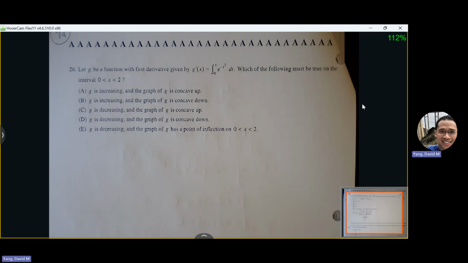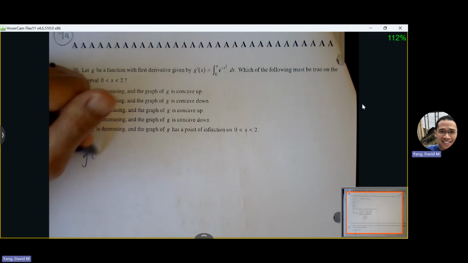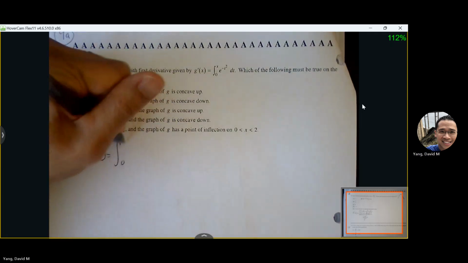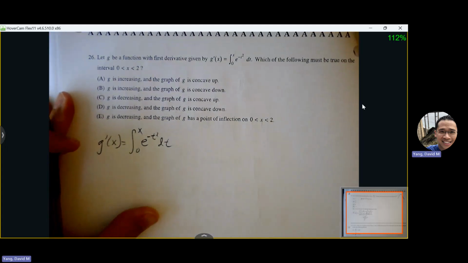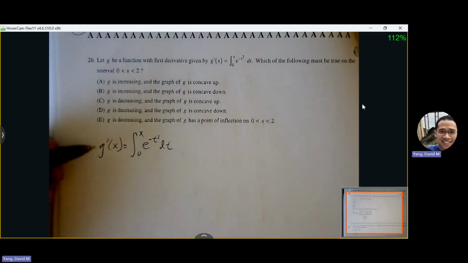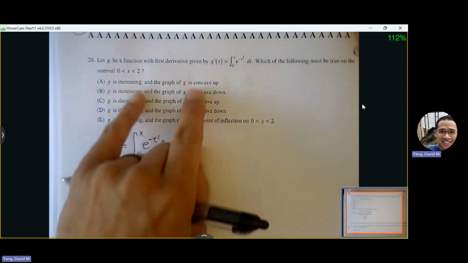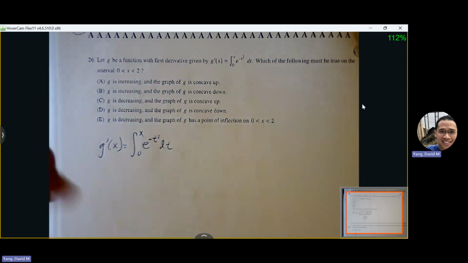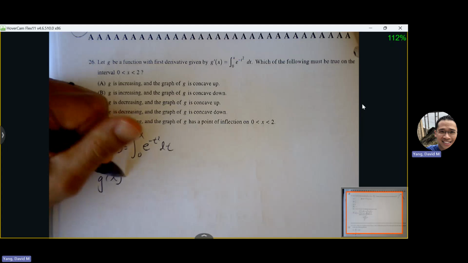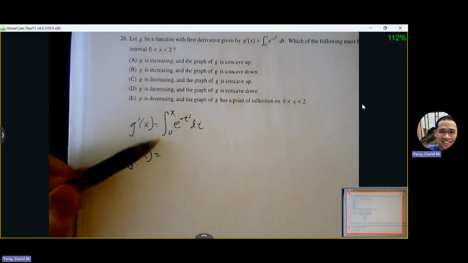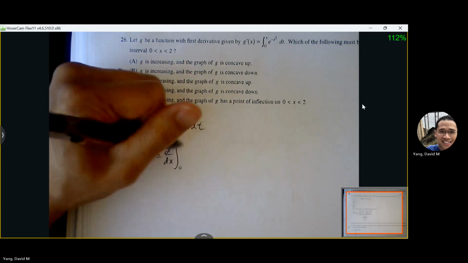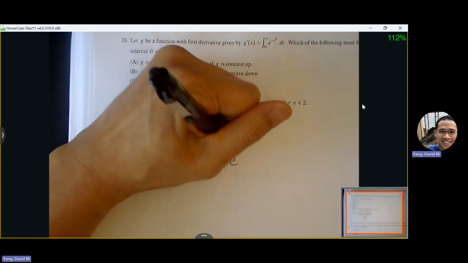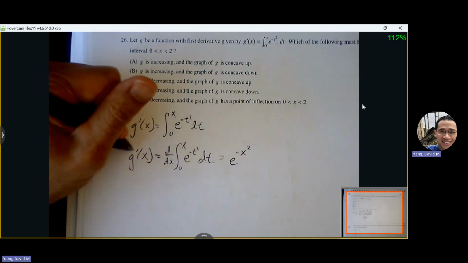Let g be the function with the first derivative given by g prime. Which of the following must be true? Okay, so we know g double prime. If you look at our answer choices, they all mention concavity. So let's find the second derivative here. We can use the second fundamental theorem because the derivative of this is basically going to wipe each other out. Just e to the negative x squared. Basically, that's your second derivative.